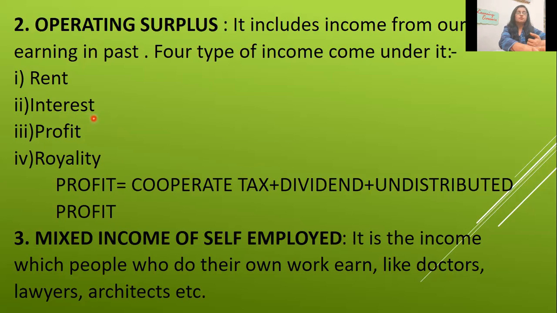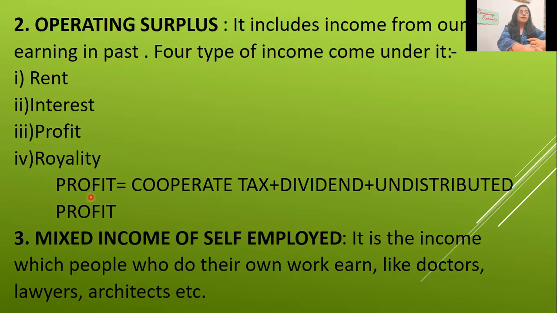I'm giving to some borrower and I'm getting interest. And then if I have money and I am investing it and I'm getting profit, so profit is also a kind of operating surplus. And then royalty: if I've written a book, then I get income of royalty. You would have seen that on social media also, people are earning, and that earning is also like royalty only. If the videos they are making are viewed by many people, then they get royalty.